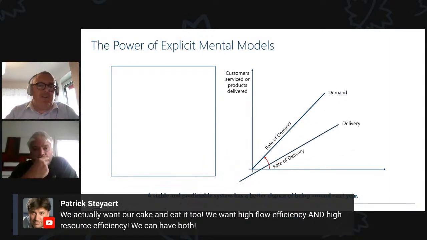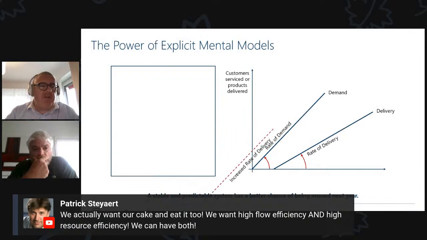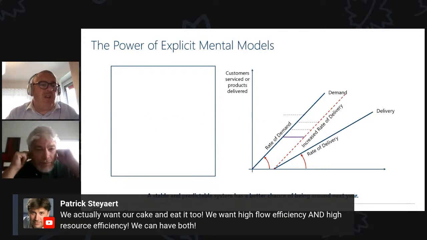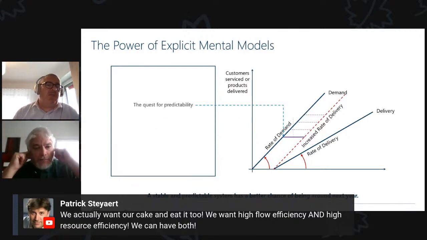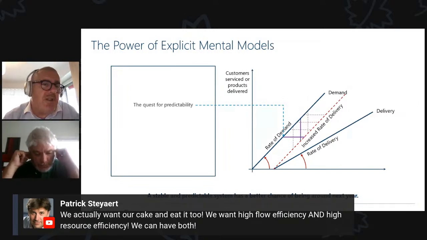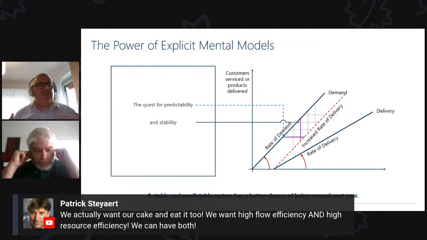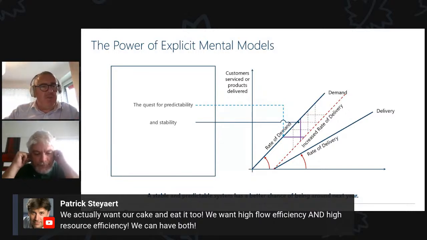Yeah. Patrick, apologies for the delay in bringing it up. Patrick Stewart. So he's saying we actually want our cake and eat it too. We want high flow efficiency and high resource efficiency. We can have both. Yes. It's kind of reflecting Henrik Kniberg's resource utilization trap video, isn't it? He strikes the balance, doesn't he? He said we want flow, but once we've got flow optimized, we can then tweak up the resource utilization. It's kind of striking a balance, isn't it?